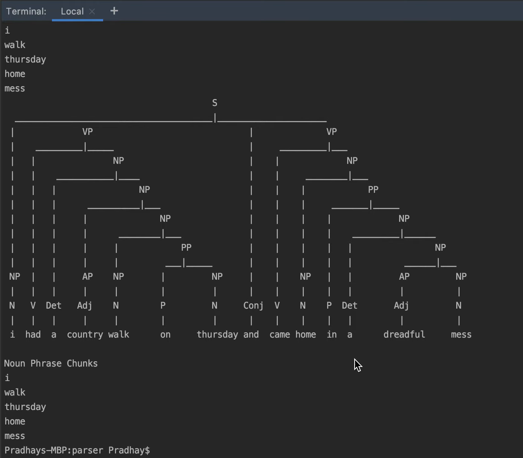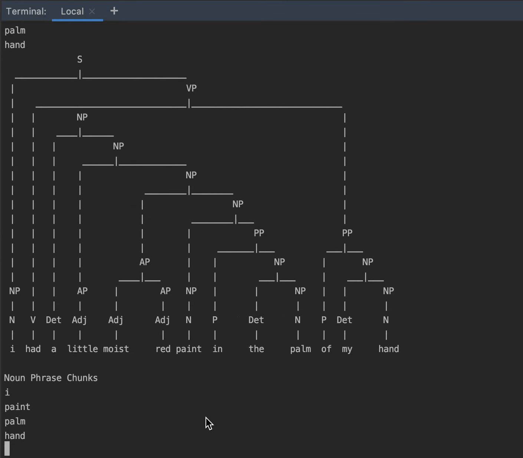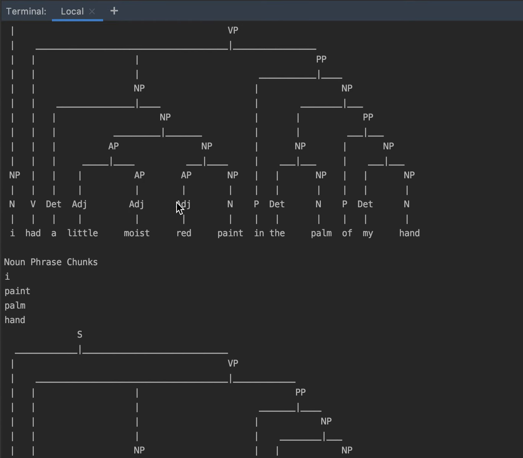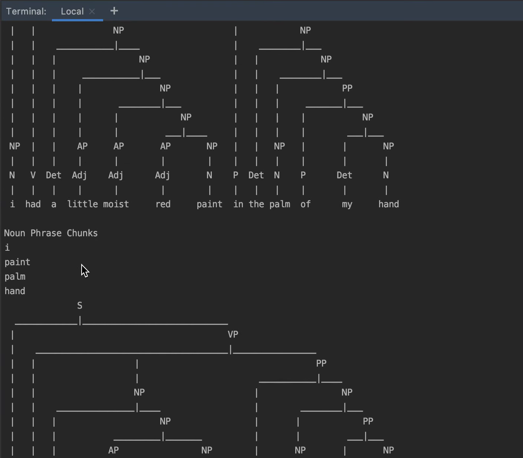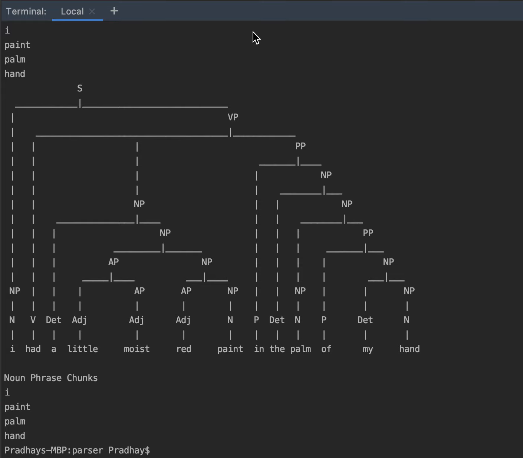I'll just give you a second to have a look at this diagram. Okay, let's move on to the next one, then the last one. Whoa, okay, it seems to have generated some different diagrams. Let's have a look at this one, for example: I had a little moist red paint in the palm of my hand. Quite a big tree, we can agree. So that's that.